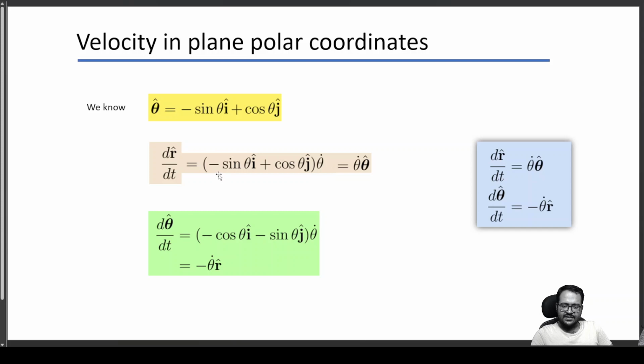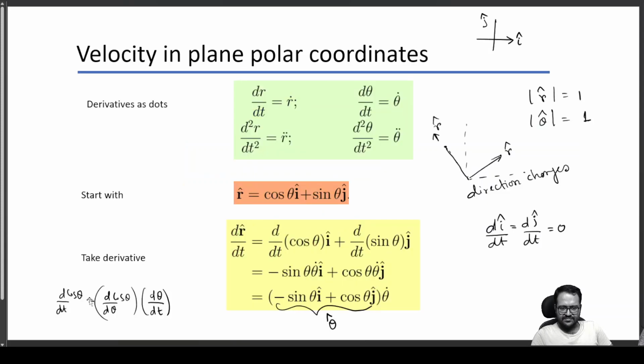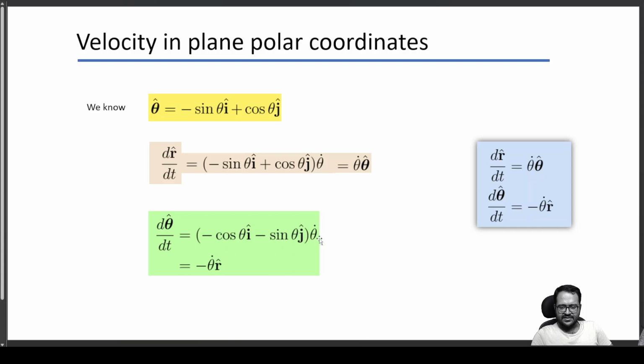So dr cap dt is minus sine theta i cap plus cos theta j cap times theta dot. This is theta dot theta cap. Similarly, if you get d theta hat dt, your theta hat is this. The derivative of sine theta will be cos theta, so minus cos theta i cap. And cos theta's derivative will be sine theta, so minus sine theta j cap. And one theta dot comes from the chain rule: d dt of cos theta is d by d theta of cos theta times d theta dt. Similarly, theta dot comes here. So it will be minus theta dot r cap.